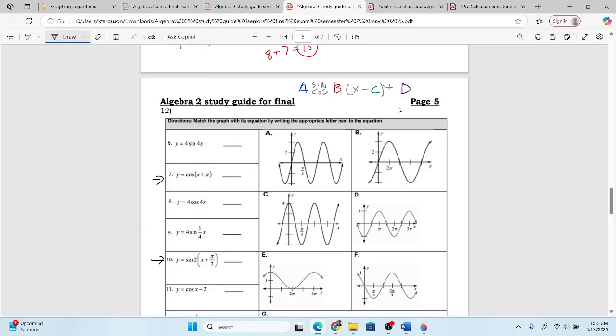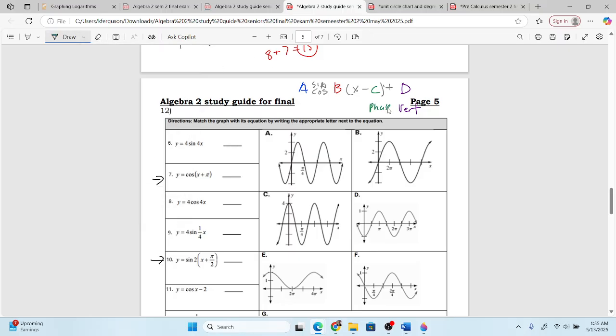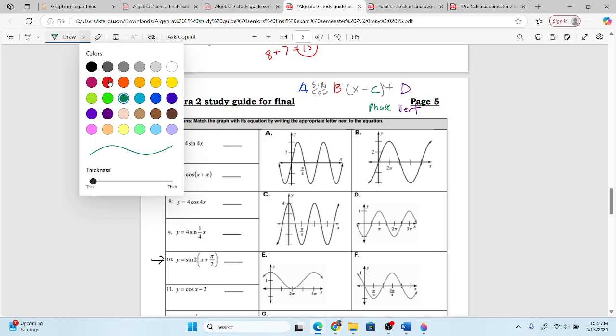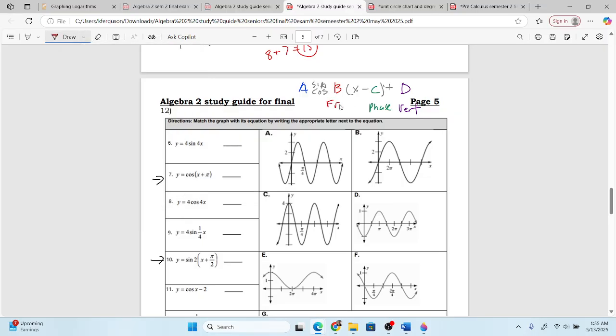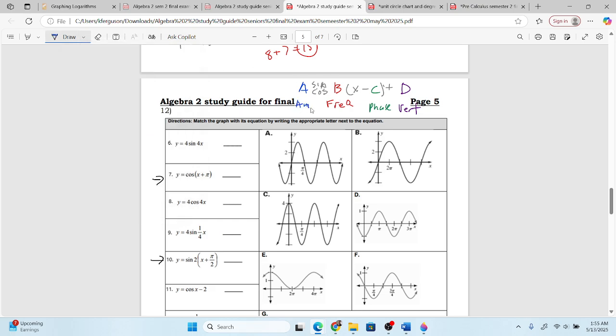So d is my vertical shift, c is my phase shift, b is my frequency, and a is my amplitude. Amplitude tells me the height from the midline to the highest point. So I need to look for graphs that have a high point from the midline to 4.